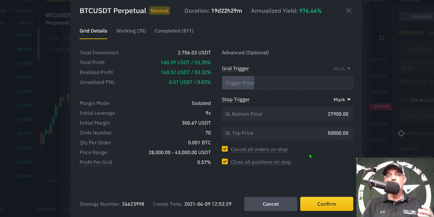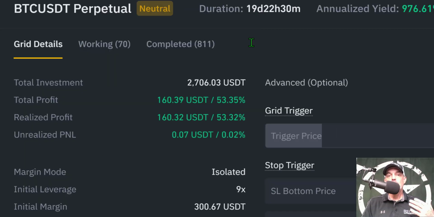Now, if my stop trigger gets pulled, I do have the bot canceling all orders on stop and closing out all my positions. And so this bot has been currently deployed for just about 20 days with a profit of around 160 USDT. So that's around $8 per day.